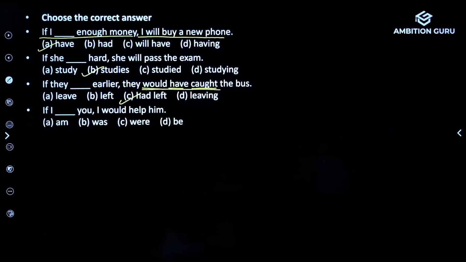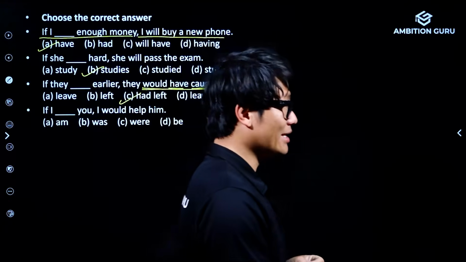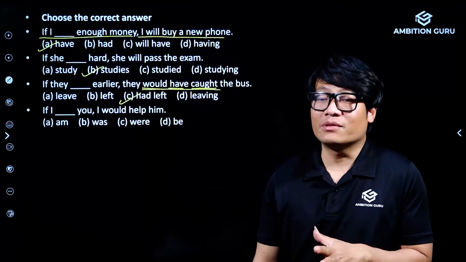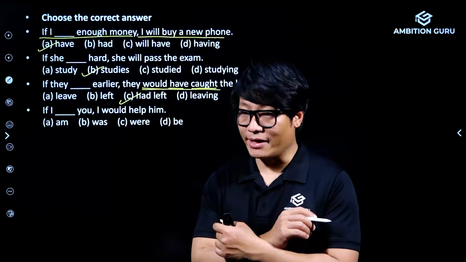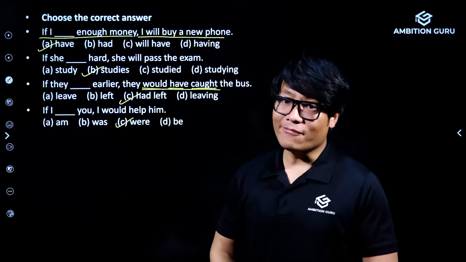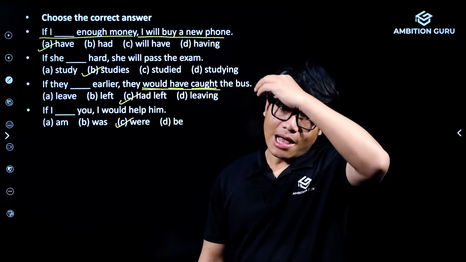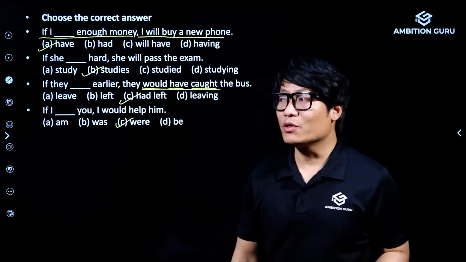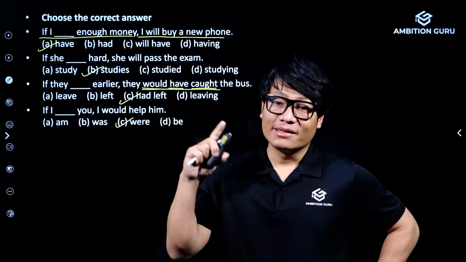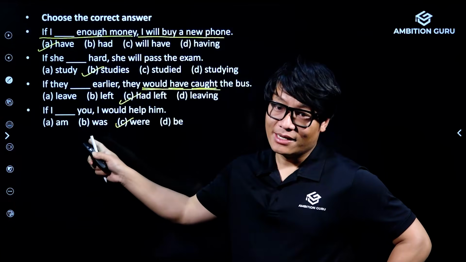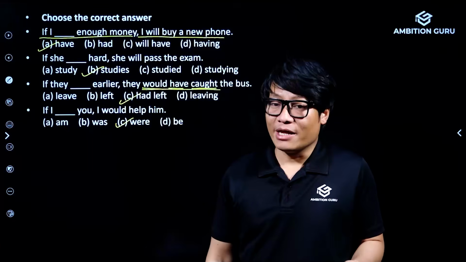Next, if I you, I would help him. If I am you, if I was you, if I were you, I would help him, or if I be you. Okay. That's good. This is called hypothetical probability. So here "was" is not a good option. So where is right? If I were you, I would help him. How? You may have a question. Yes. This is hypothetical probability. That's why you need to use "were," not "was" here. Like if she were, if I were, if you were, like that.